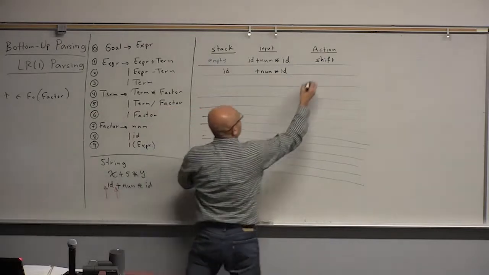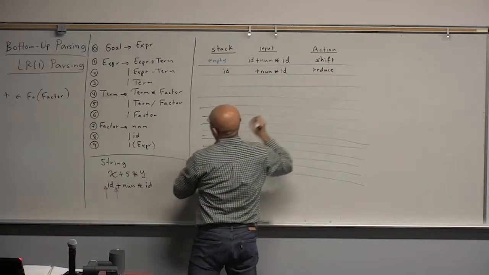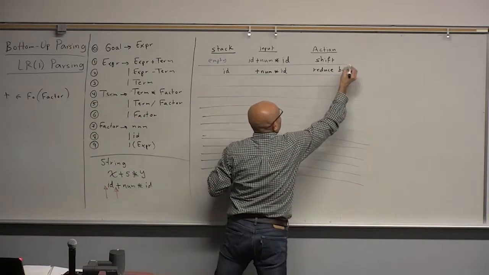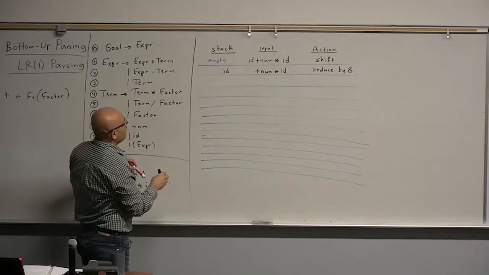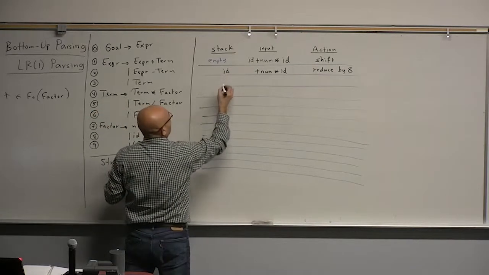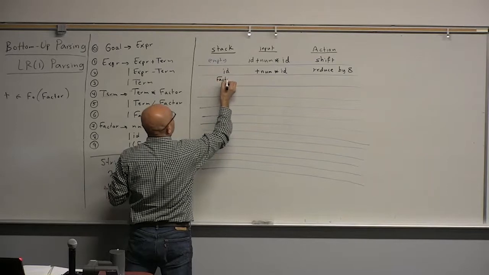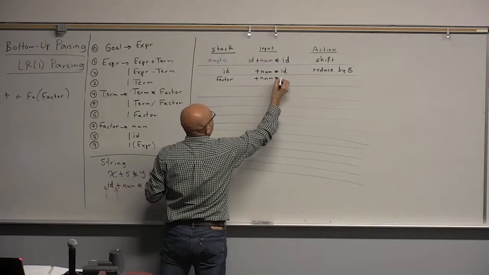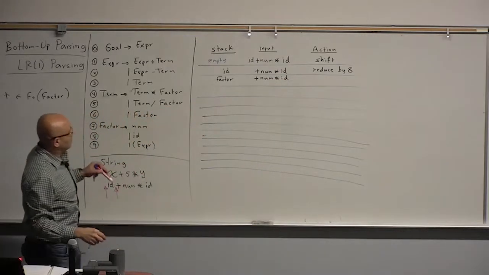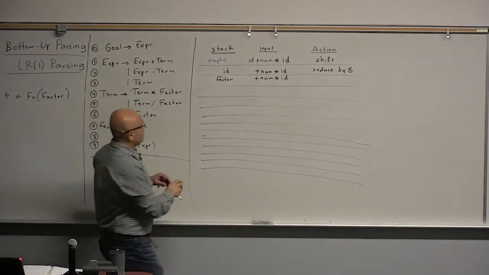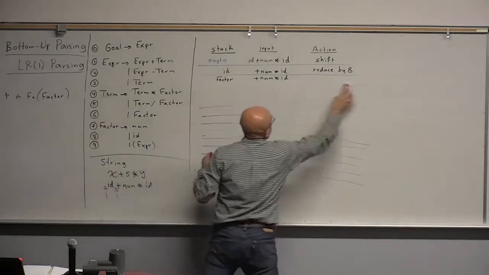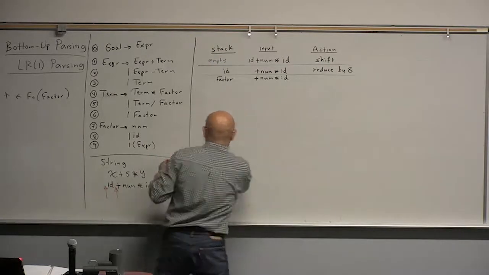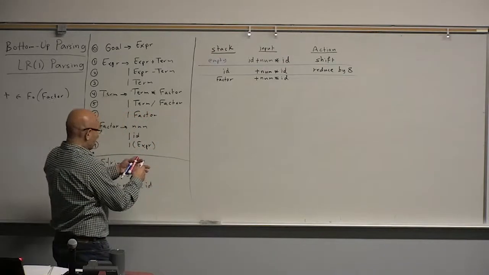So this is a valid choice. So I just reduce by rule number 8, and reducing by 8 gives me this becomes a factor, and this stays the same, times ID. I think I will need more space, so I will need more entries. These factors.